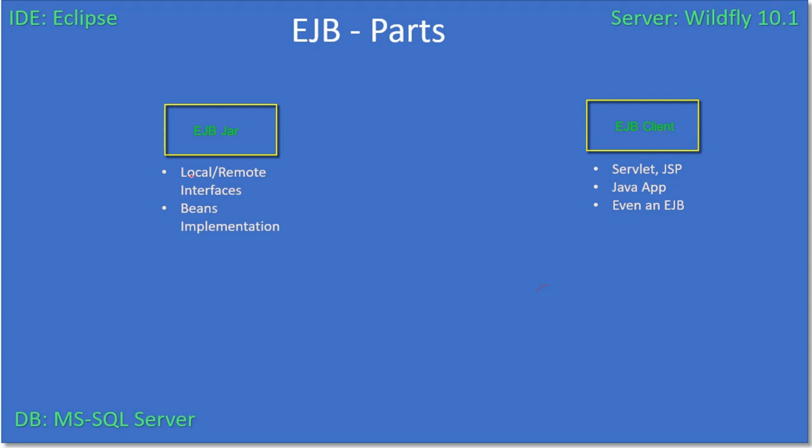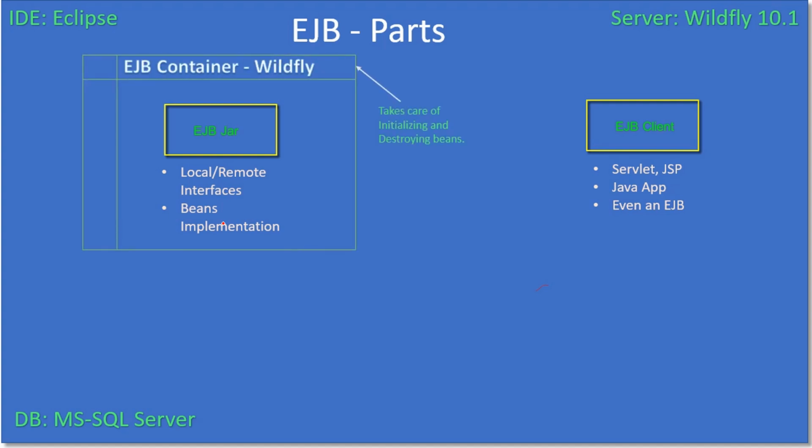So the EJB jar will contain a local or remote interface definition, then it will have the bean implementation. That means we will define a set of behaviors in the interface, then we will implement them in the bean class. Once the EJB jar is developed, we will give it to the EJB container. The EJB container can be anything provided by the vendor. Here the vendor is WildFly. You can think of Oracle WebLogic Server, JBoss, or IBM WebSphere. Those are all vendors. Before that, you have to check whether the vendor supports EJB development.